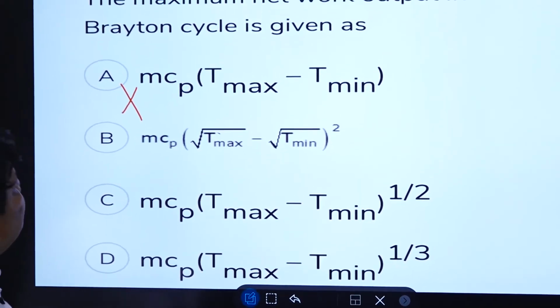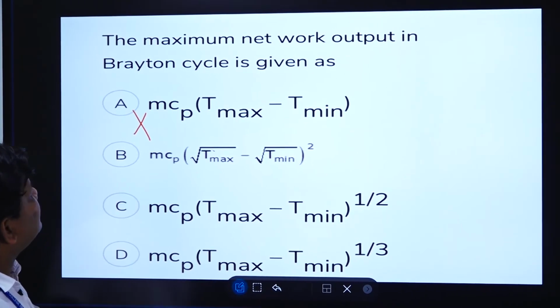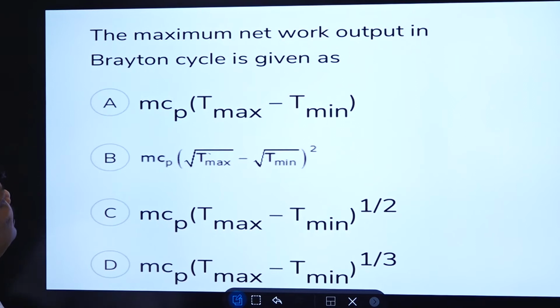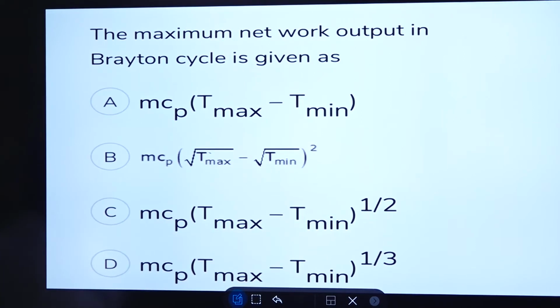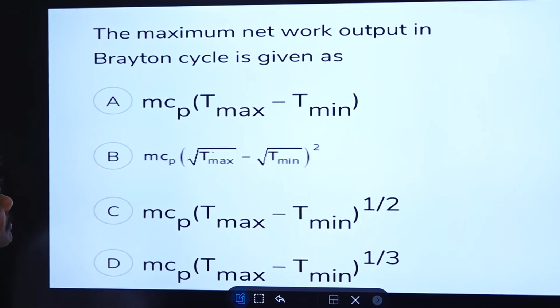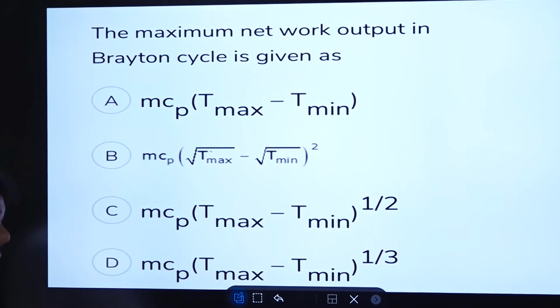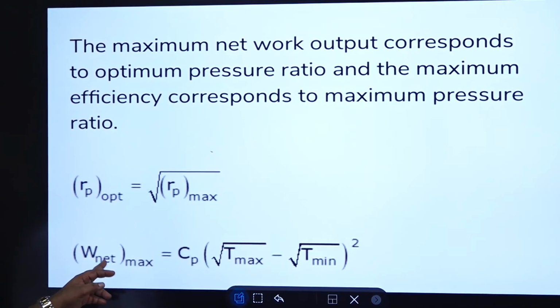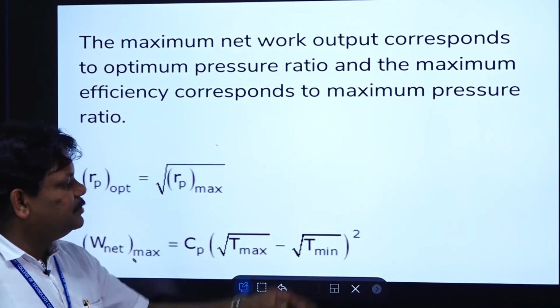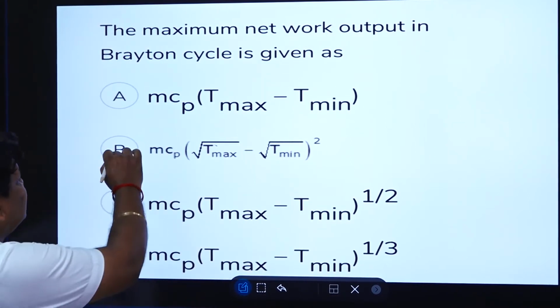Okay. So the maximum net work output in the Brayton cycle is given by this formula, which we have just seen: m Cp into root of T max minus root of T minimum whole square. So W net max is equal to Cp into root of T max minus root of T minimum whole square. That is, the answer is B.